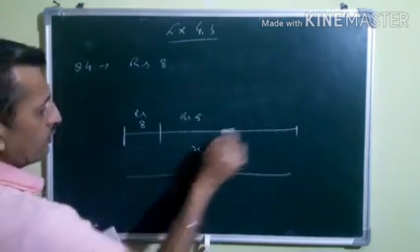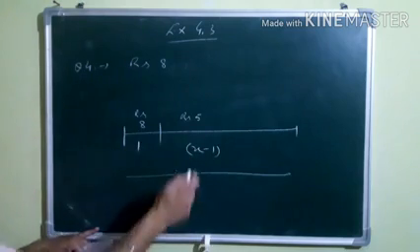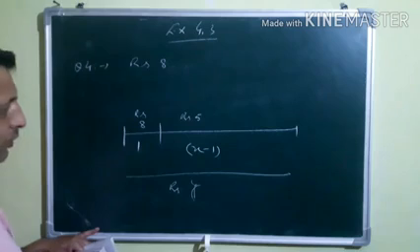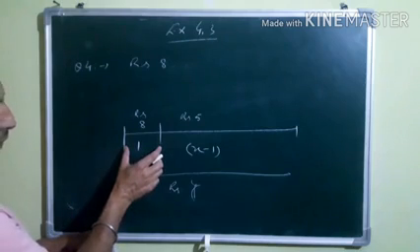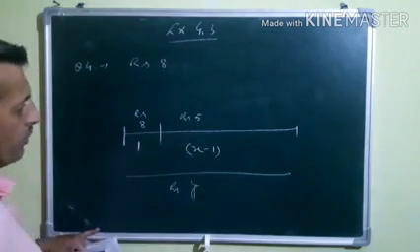So suppose the total distance is x. So suppose this is 1. So the next part is x minus 1. x minus 1 plus 1 gives x. So if this is 1 kilometer, naturally the rest is 1 less, so this is x minus 1.